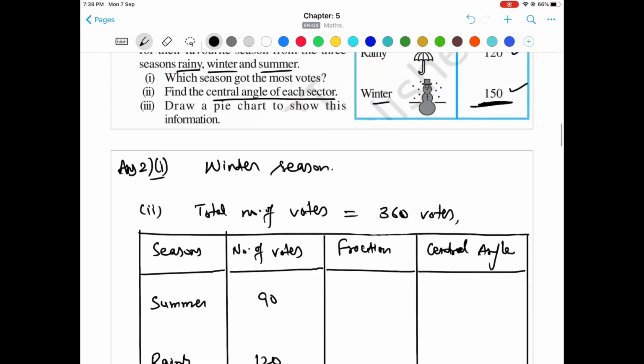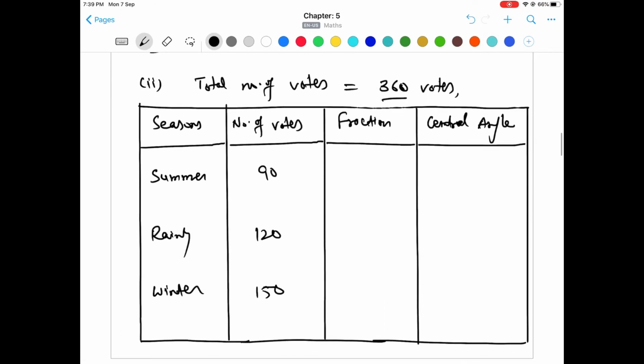Now we have to find the fraction. The total number of votes here is 360, so the fractions will be 90 by 360, 120 by 360, and 150 by 360. We can divide these numbers to find a simpler ratio, but for the central angle we need to multiply by 360, so we will not divide it, we'll keep it like this. Now for the central angle we'll multiply this fraction, 90 by 360, by the total central angle, which is 360. So these 360 and 360 will cancel out. The answer will be 90 degrees.